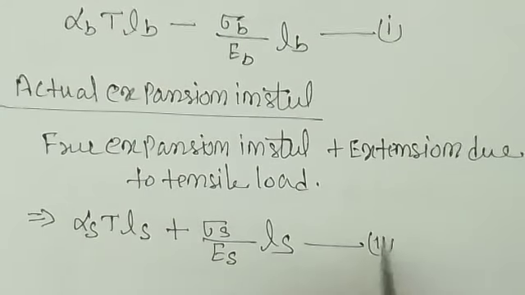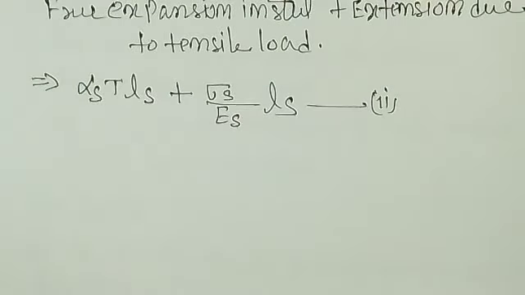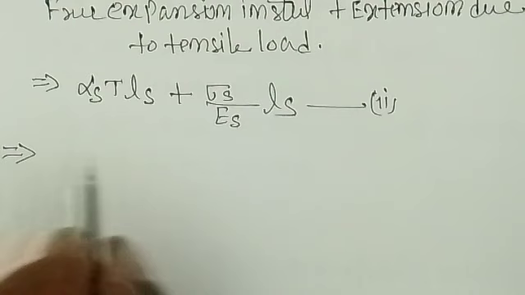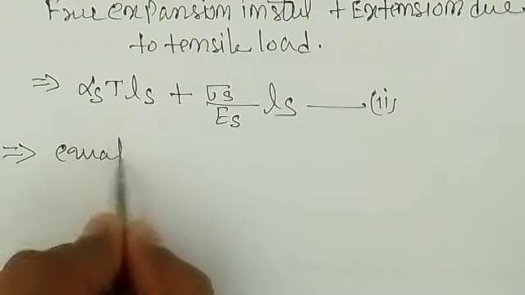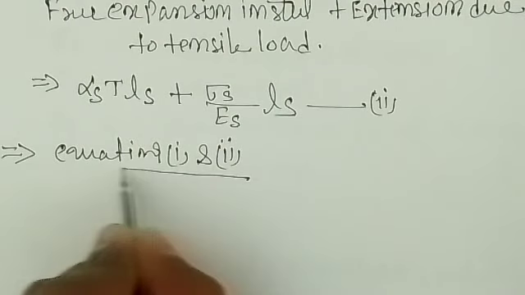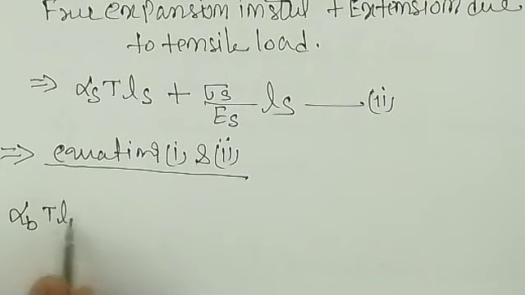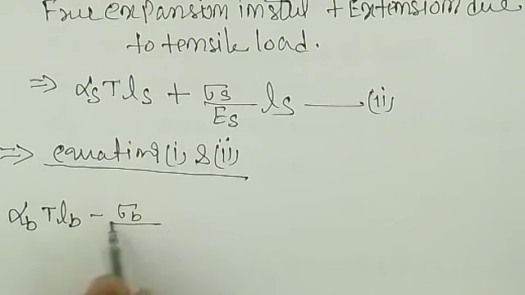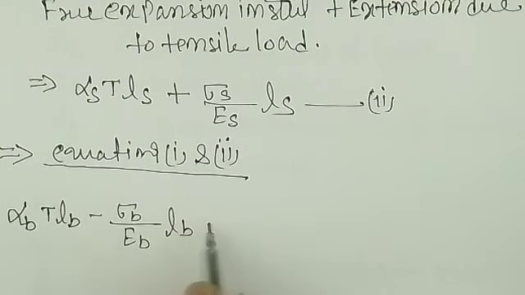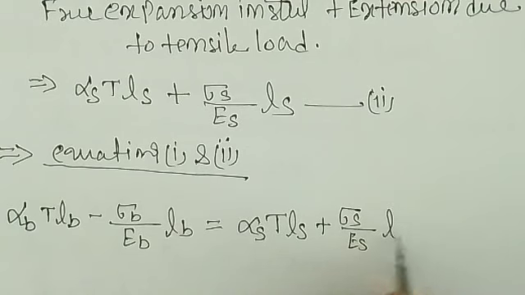Let's say this is equation 2. Now you know the actual expansion in brass is equal to actual expansion in steel. So you can equate them, right? So when you equate, equating 1 and 2, this will be alpha B T LB minus sigma B by EB into LB is equal to alpha S T LS plus sigma S by ES into LS.